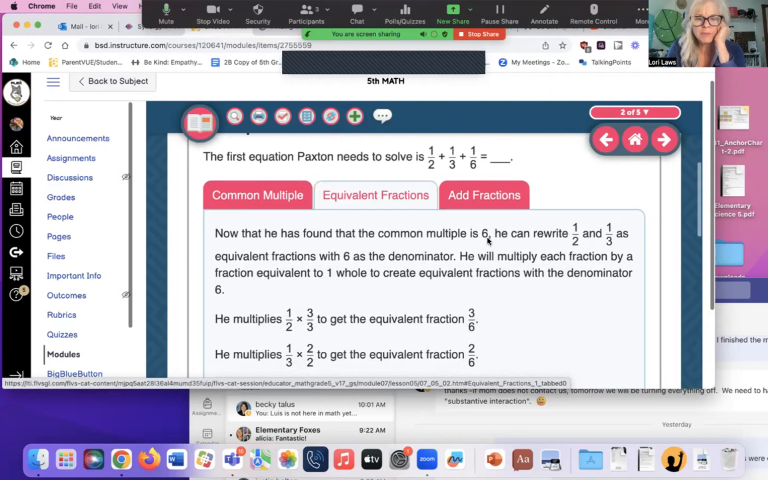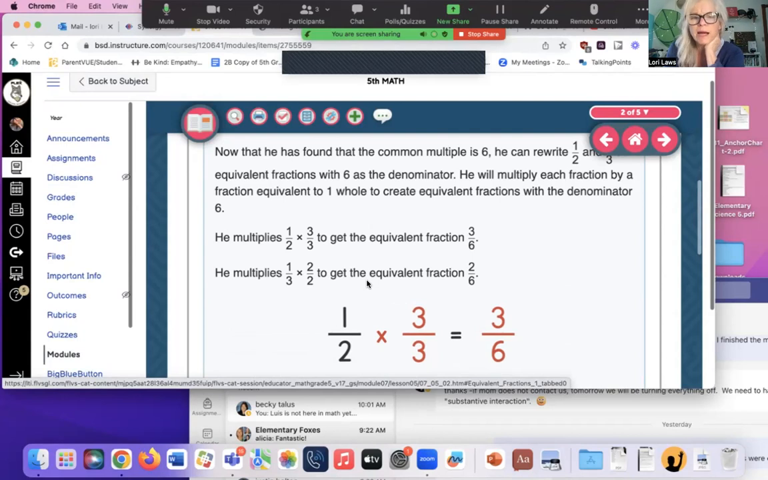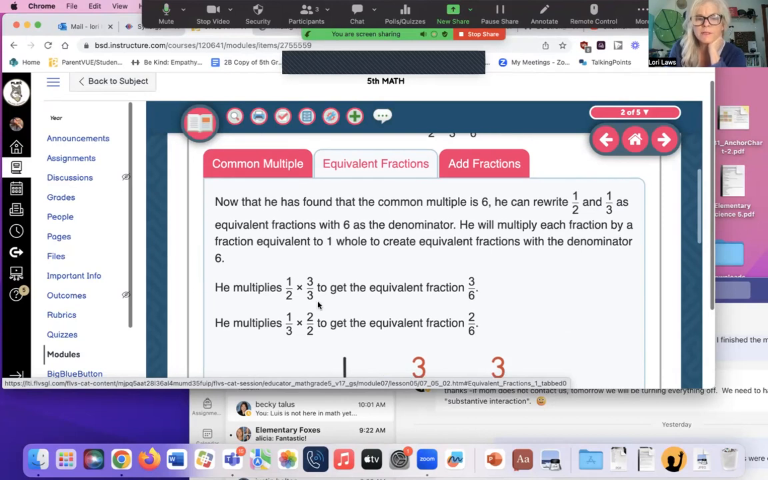Now that he's found a common multiple of 6, he can rewrite 1/2 and 1/3 as equivalent fractions with 6 as the denominator. And this is what we've been practicing. So to change 1/2 into 6ths, he has to ask, what do I have to times 2 by to get to 6? Well, I would times it by 3. If I times the denominator by 3, I also need to times the numerator, or the top number, by 3. So I'm going to multiply 1/2 times 3/3. I times the top 2 numbers together, 1 times 3, and I get 3. The bottom 2 numbers together, 2 times 3, and I get 6.